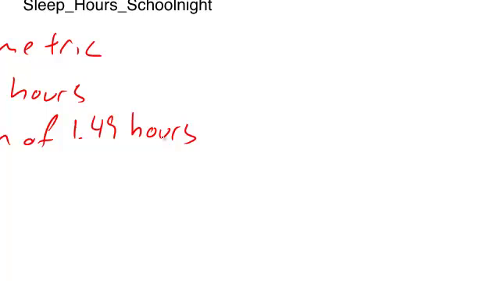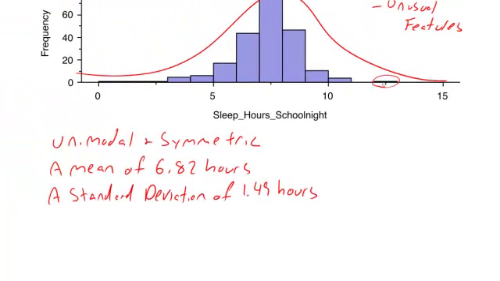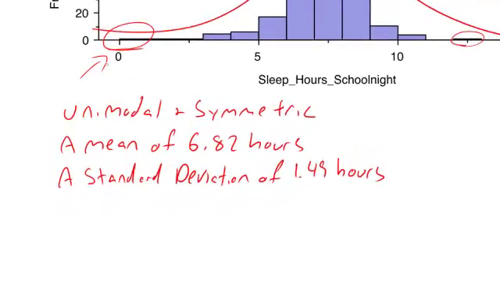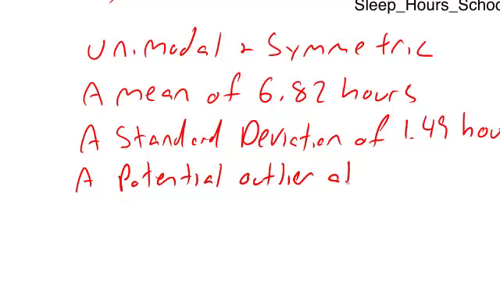And lastly, I want to talk about any potential outliers. I don't know if this one is, but I'm thinking there might be one down here. So I'm going to say this is probably a potential outlier. Because I don't have the raw data, I can't really look into them and do the math work, but I can guesstimate. So it looks like it could possibly be an outlier down there.